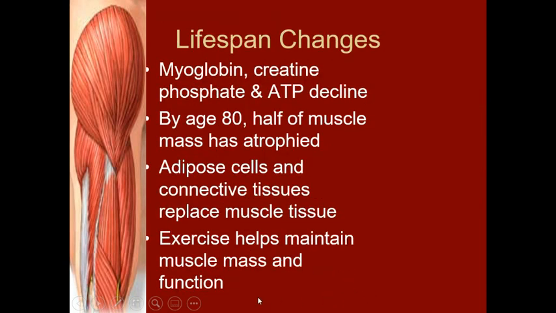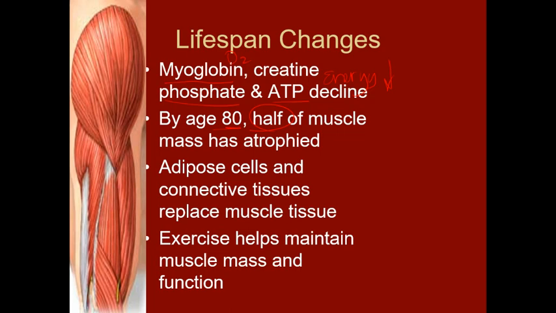As we get old, your muscles are no different. They start to go downhill just like everything else. So the myoglobin that stores the oxygen decreases, creatine phosphate and ATP, which are your energy sources, they decrease. So you're declining in all of that. So you're going to have less ability to move those muscles and use those muscles. By 80, you've lost about half of your muscle mass, and that's kind of depressing. So that's something to consider if you want to maintain your strength and everything.